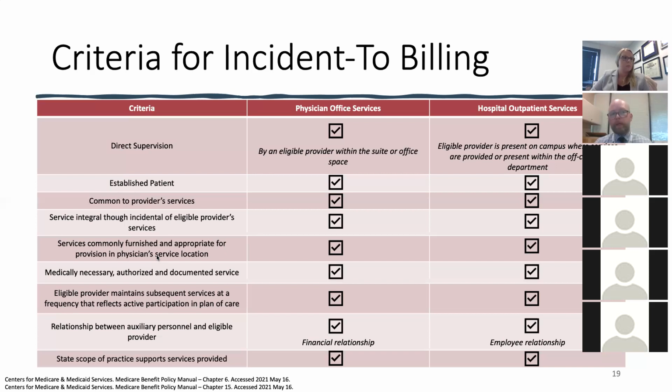Also, services provided by the pharmacist incident to the physician must be within the pharmacist's scope of practice as dictated by the state's Pharmacy Practice Act. Really important for you to understand your state's scope of practice rules and regulations, just to make sure everything is according to those rules. And I do want to talk briefly on the next slide about the second to last requirement.